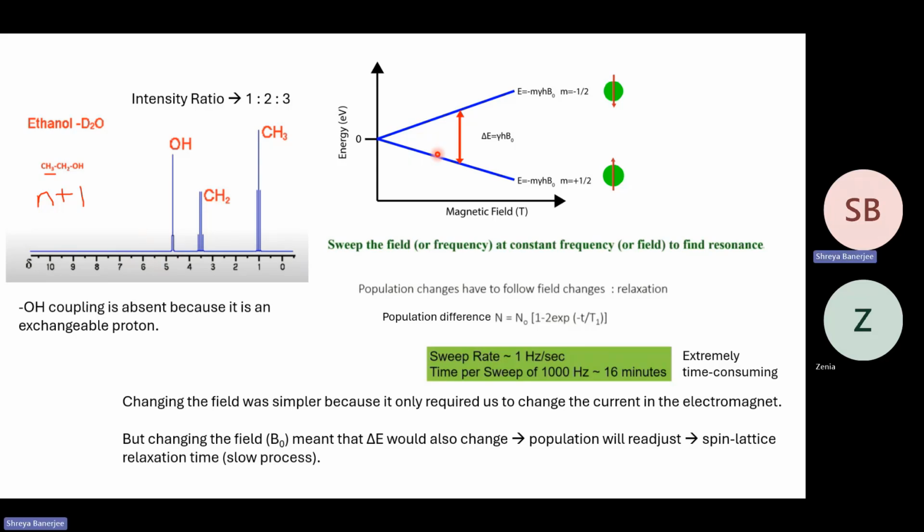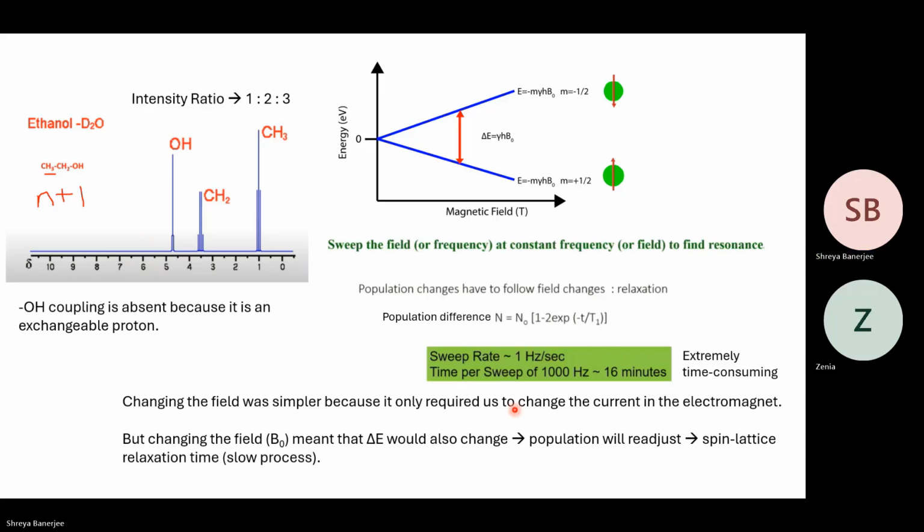Now, the kind of NMR we have seen so far is called continuous wave NMR. And why is that? When you have an energy level in the presence of a magnetic field, it splits up into 2 energy levels, with the spins aligned to the magnetic field in the lower energy and those opposed to the magnetic field in the higher energy. And we have also seen that the population difference between these 2 levels, N, is N0, the equilibrium population difference, times 1 minus 2 exponential minus t, that is the time at which we are looking at the population difference, divided by T1, that is the relaxation time.